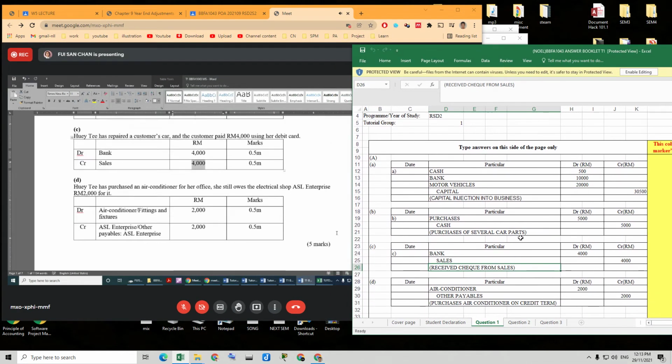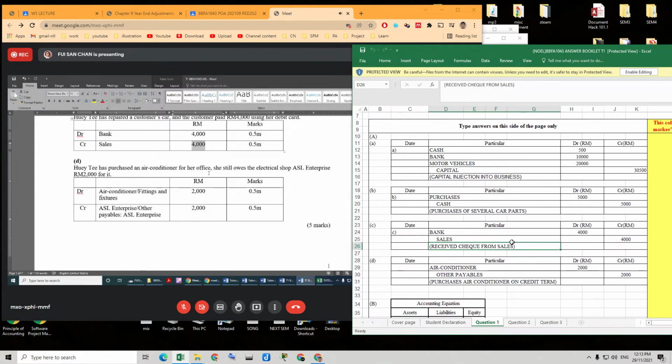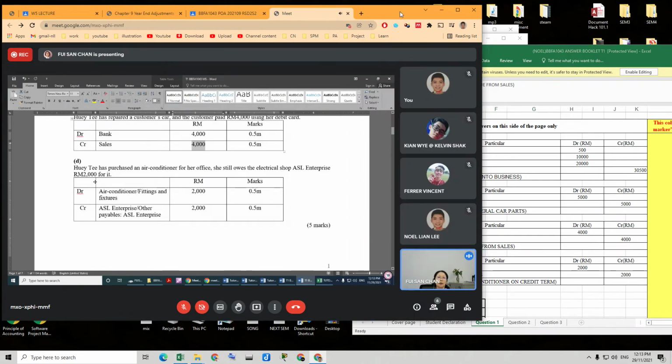Okay, then next. Purchase an air conditioner for her office. She still owes the electrical shop 2,000 for it. Now, you buy an aircon, right? When you buy aircon, what is this one? Is it capital expenditure or revenue expenditure?